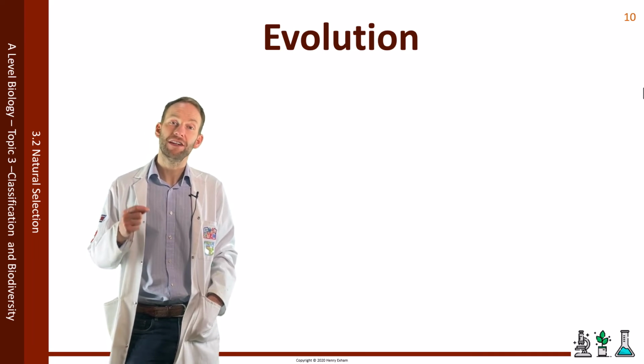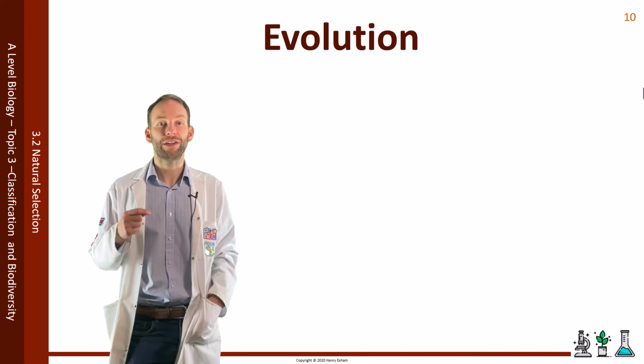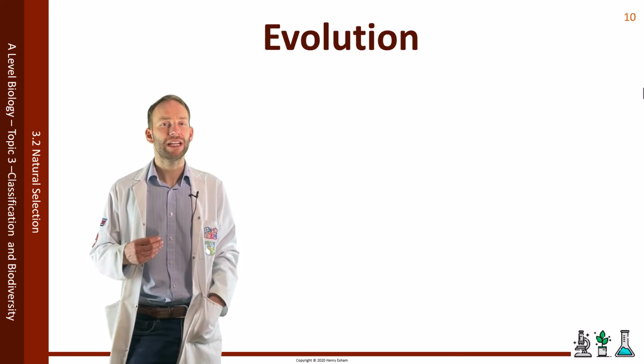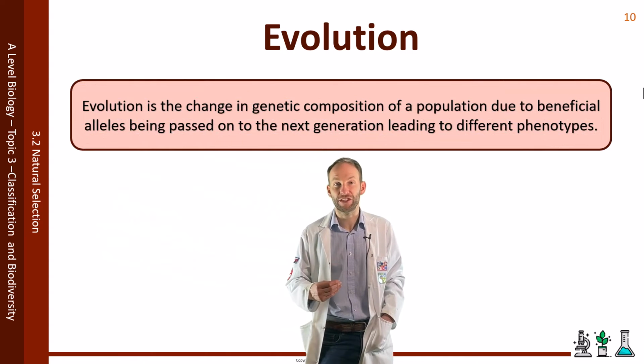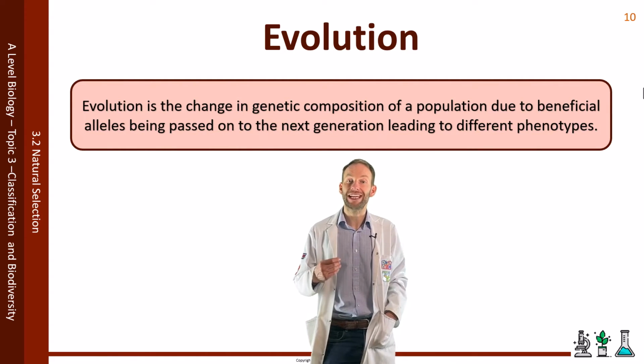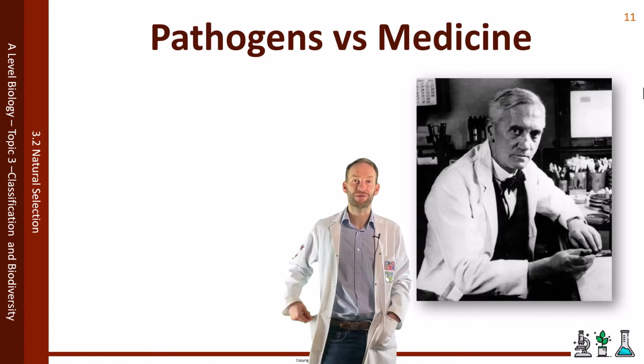Now, the most basic definition of the word evolution, therefore, is the gradual change of an organism over time. However, since Darwin's ideas came about, we have now discovered DNA and have a deep understanding of how genetics works. And this means that we can update this definition of evolution. So a more modern definition would be evolution is the change in genetic composition of a population due to beneficial alleles being passed on to the next generation, leading to different phenotypes.